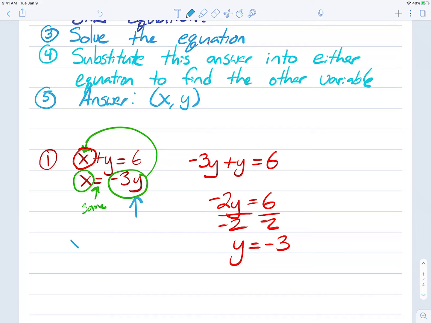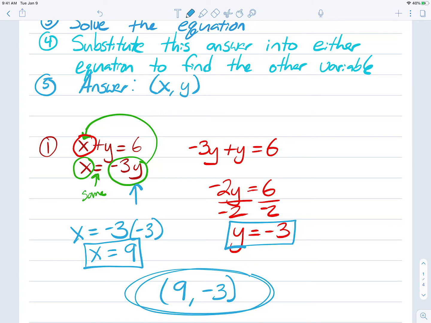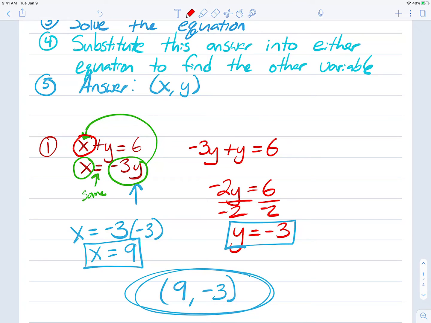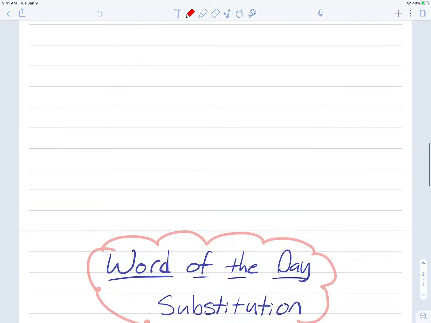So my equation now says x equals negative 3, y, which I know is a negative 3 from what we just solved here, and negative 3 times negative 3 is 9, which means that the solution is the coordinates 9 comma negative 3. Because remember, what we're really doing is figuring out where 2 lines cross if we had decided to graph them. Okay, the next problem. We're going to go over 3 problems.